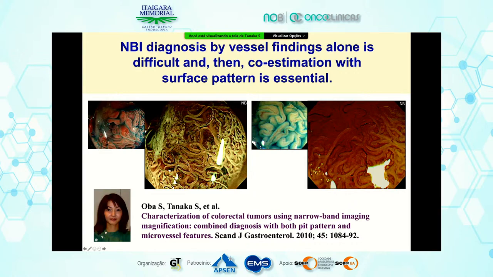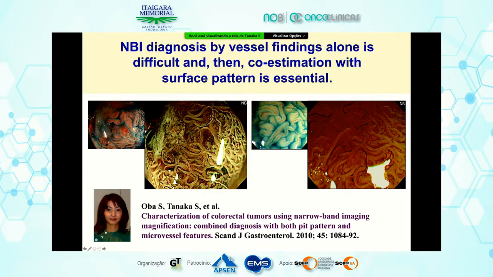By the way, some doctors estimate by NBI magnification only vessel findings, but we had clarified that NBI diagnosis by vessel findings alone is difficult. Then co-estimation with surface pattern is essential. For example, please see this slide. This is villus adenoma.